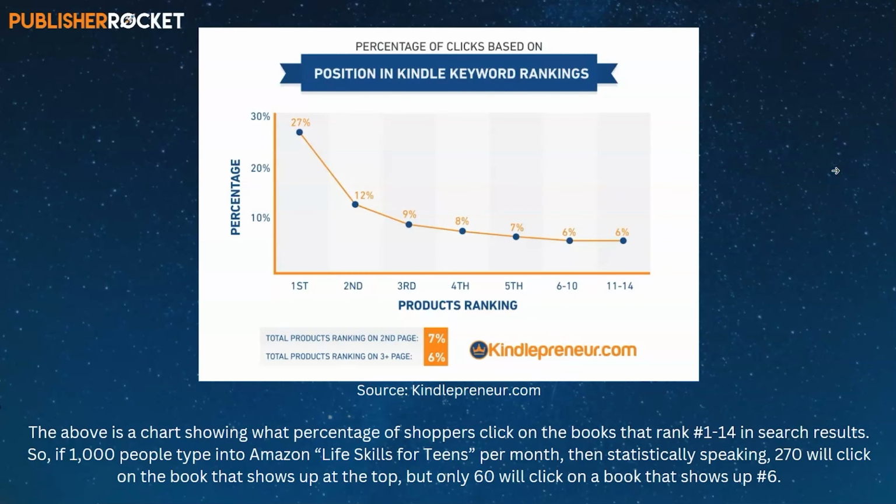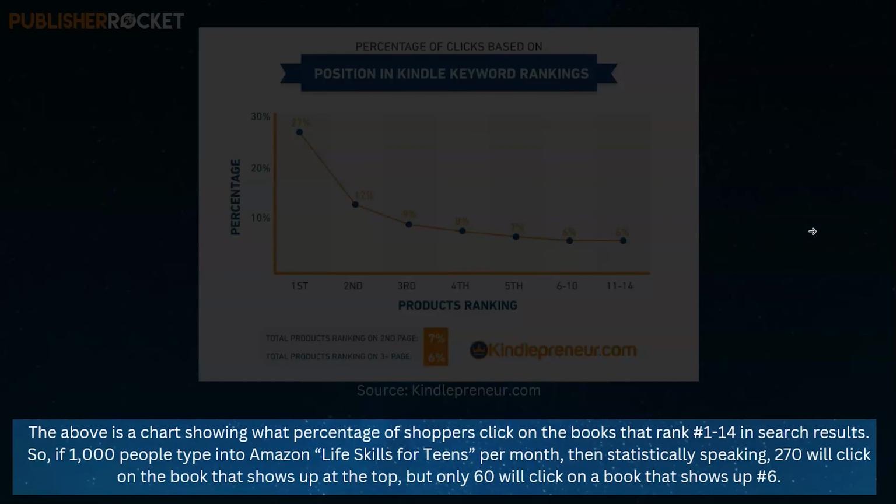So before we finish, I wanted to show you a graphic that I received from Kindlepreneur. And it just shows you the importance of getting your keywords correct and getting your book ranking right up on page 1. So it shows you that if there are 14 books or search results on page 1, then what is the likelihood that people are going to click on your book? So if people were to type in life skills for teens or life skills for teen boys, then statistically speaking, 270 people will click on the book that shows up at the top, but only 60 will click on a book that shows up at number 6.